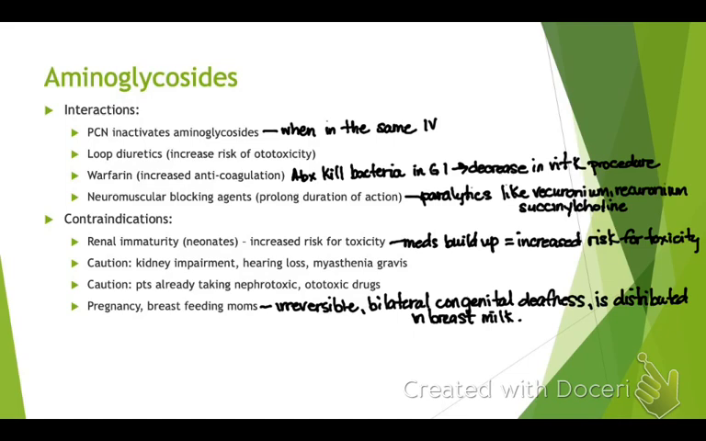And just as an aside, myasthenia gravis is a chronic autoimmune neuromuscular disease that causes weakness in the skeletal muscles, which are responsible for breathing and moving parts of your body, including your arms and your legs. So you want to be cautious with giving this to patients that have myasthenia gravis. You also want to be cautious with patients already taking nephrotoxic or ototoxic drugs.